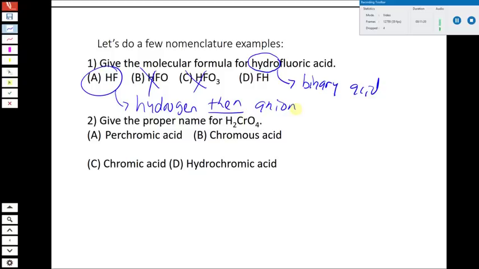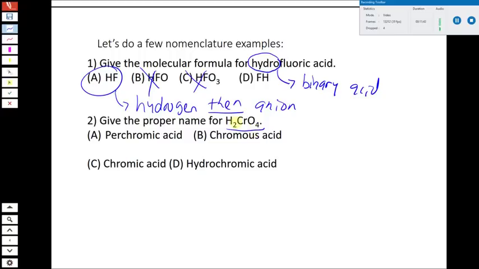All right, and then the next one here is a little bit more perhaps challenging. We have H2CrO4, and we want to give the proper name for that. This is the rare case of an acid that includes a metal, chromium, in the center, and that's because there are a couple of polyatomic anions that have metals at the center. So there's permanganate, MnO4-, and then there's this one, CrO4.